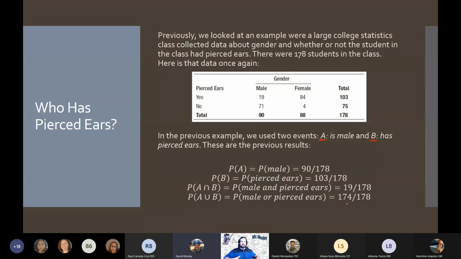Do you need any extra explanation on how we came to these results here for these four probabilities?